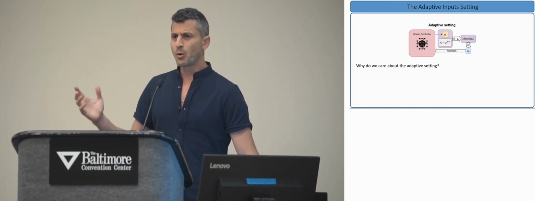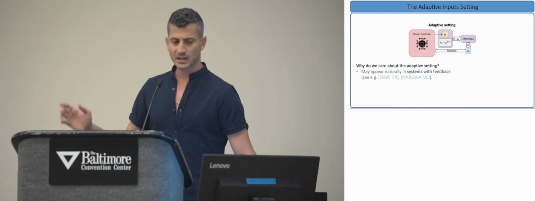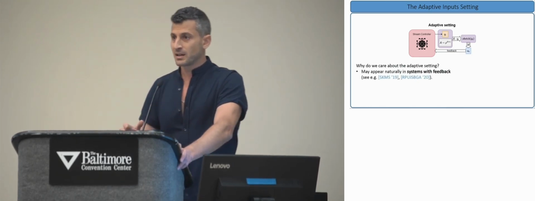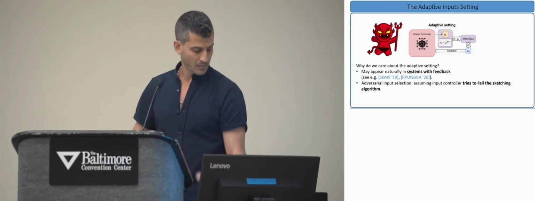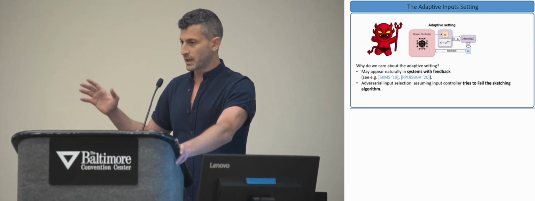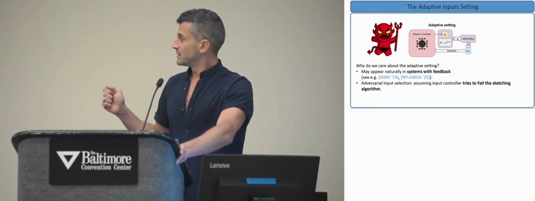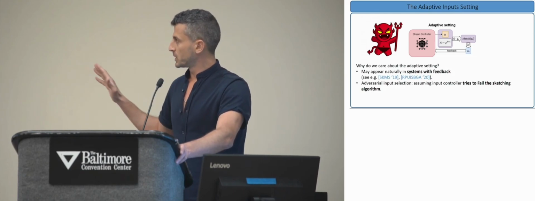Okay, but why do we care about this setting? Why is this setting interesting? First, because it comes up naturally: in systems with feedback, we have this adaptivity. And second, we can also consider a worst case scenario where we have an adversary that completely controls the stream and tries to make the algorithm fail.